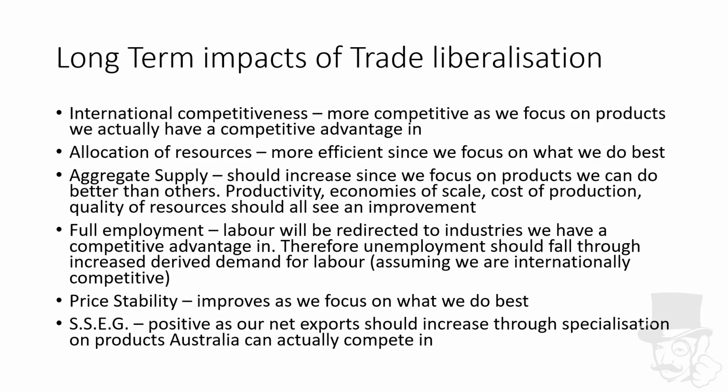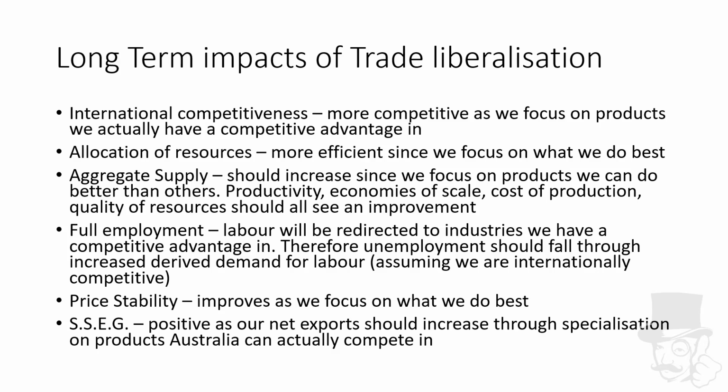Therefore, we start allocating our resources towards stuff that we actually are good at producing, therefore being more allocative efficient, productive efficient, dynamic efficient, and hopefully intertemporal efficient. That one's a bit of a grey area. With agri supply, we should see an increase since now we're only focusing on producing goods we're actually good at, where we actually have an advantage. So productivity, economies of scale, cost of production, the quality of our resources should all see an improvement.